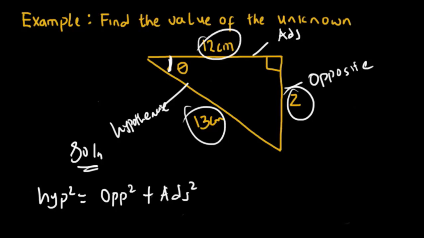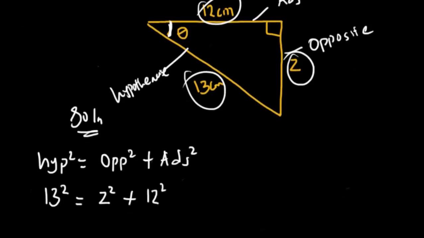So we can have hypotenuse 13 square equals opposite, we have z square, plus adjacent 12 square. Do you understand this? 13 square is 13 times 13, equals z square plus 12 square, which is 144. 12 times 12, I think you can do that.